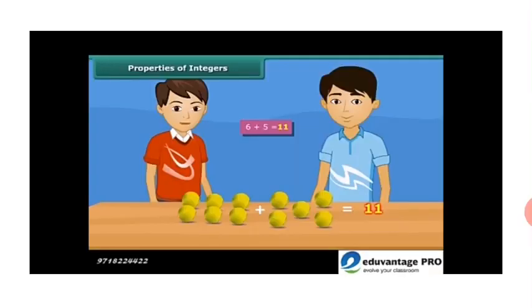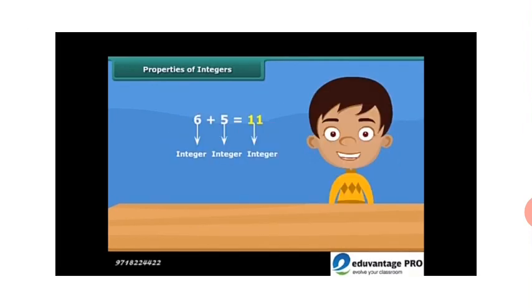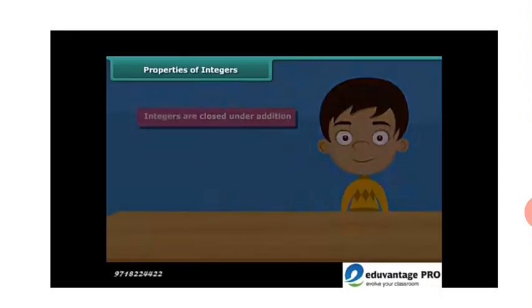Next, properties of integers. The first property is the closure property over addition. Two boys have balls with them. One boy has 6 balls, another boy has 5 balls. You are going to add them: 6 plus 5 forms 11. See the next picture: 6 is a positive integer and 5 is a positive integer, and the answer is also a positive integer. Then the condition is that integers are closed under addition.